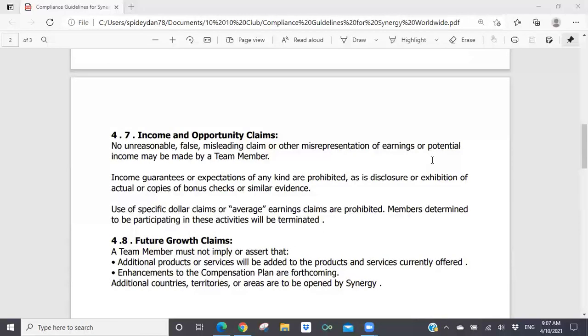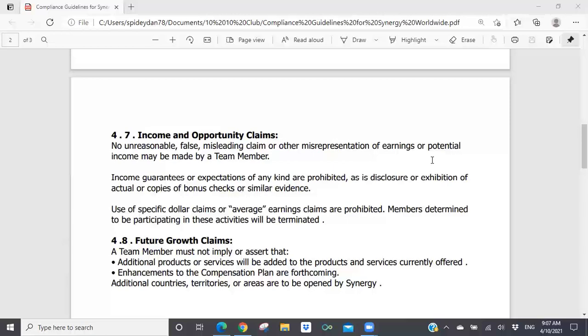No unreasonable, false, misleading claim or other misrepresentations of earnings or potential income may be made by a team member. Income guarantees or expectations of any kind are prohibited, as is disclosure or exhibition of actual or copies of bonus checks or similar evidence. So basically, you've got to be careful with regards to any kind of income statement that you want to make about Synergy Worldwide.